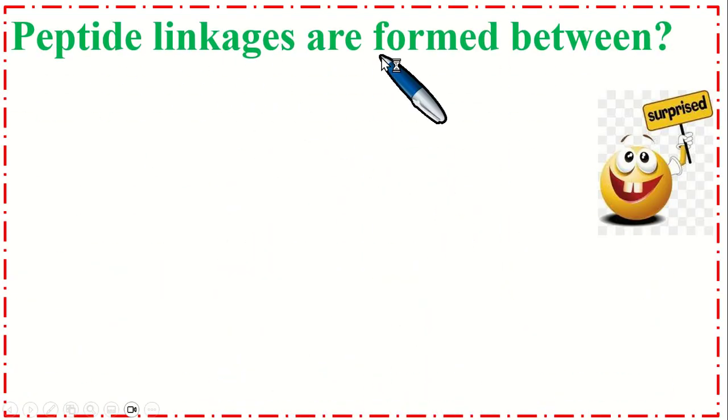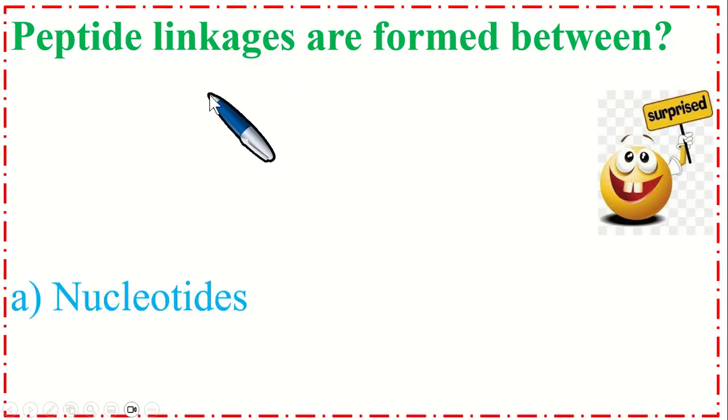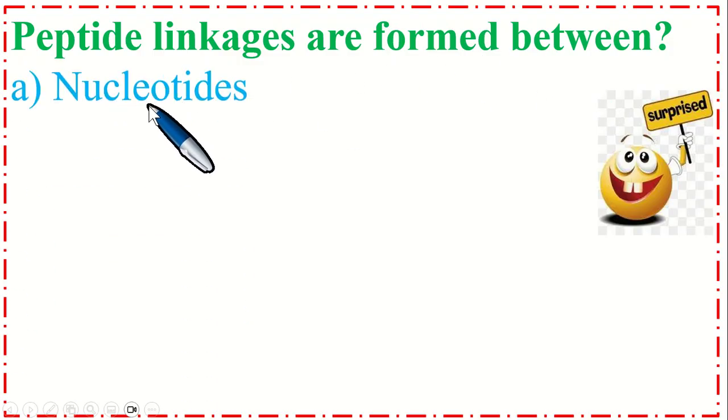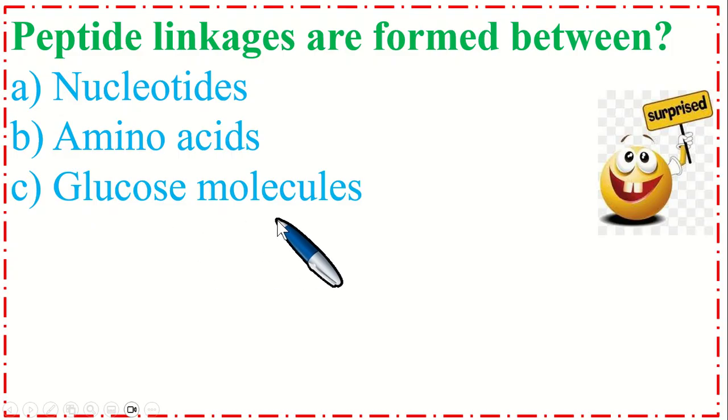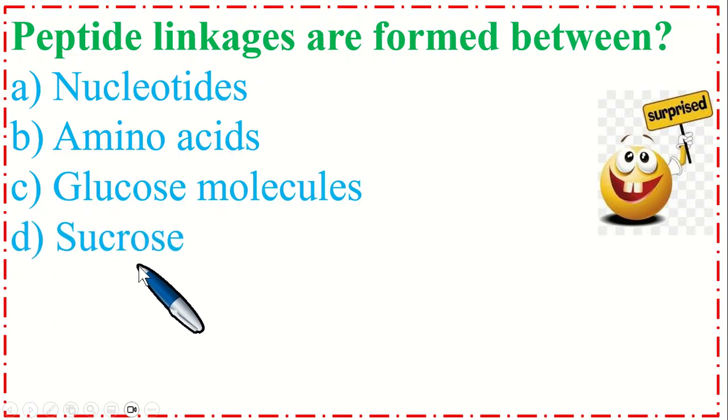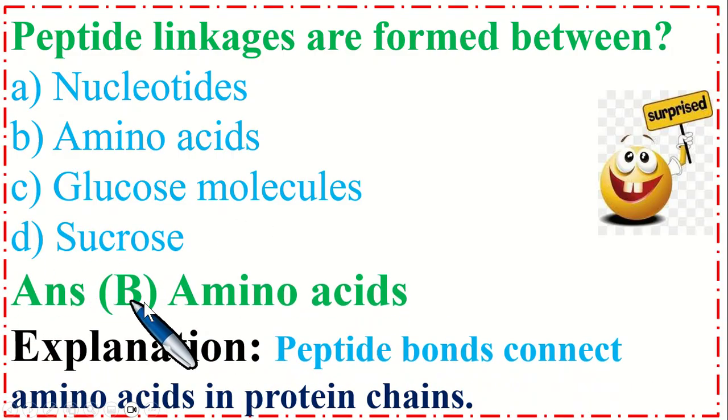Peptide linkages are formed between option A, nucleotides, B, amino acids, C, glucose molecules, and option D, sucrose. So the correct option is B, amino acids. Explanation: peptide bonds connect amino acids in protein chains.